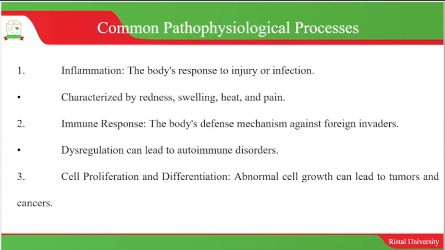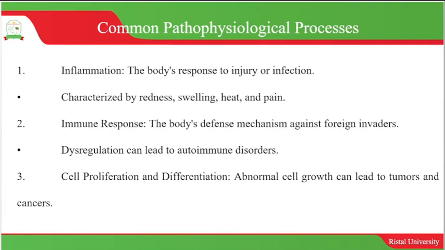What are the common pathological processes when our cells are exposed to these chemicals? What are those mechanisms they go through to have abnormal functioning within the cell? One, we have inflammation, the body's response to injury or infection. Inflammation is one of the body's responses to a stimulus. So the cells may respond by becoming inflamed.